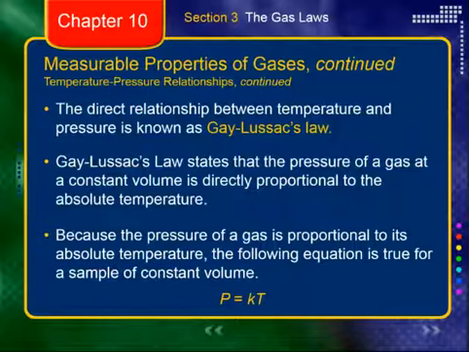So this direct relationship between temperature and pressure is known as Gay-Lussac's law. Gay-Lussac's law states that the pressure of a gas at a constant volume is directly proportional to the absolute temperature. Again, absolute temperature, on the Kelvin scale. That's what absolute temperature means. Remember, direct proportionality, as one increases, the other one changes in the exact same way. That's why it has a straight line when we look at it as a graph. Now, because the pressure of a gas is proportional to the absolute temperature, the following equation is true for a sample at a constant volume. Pressure is equal to temperature multiplied by a constant.